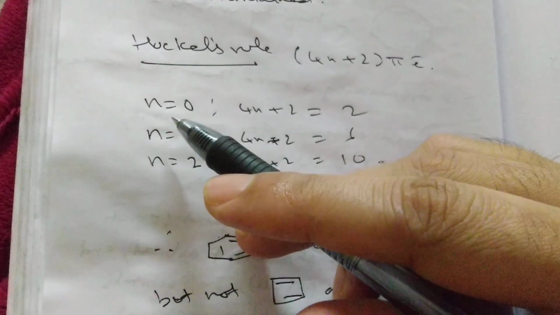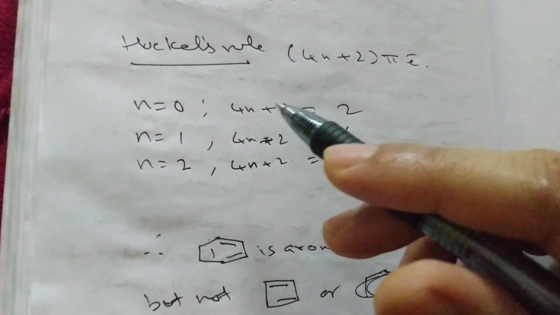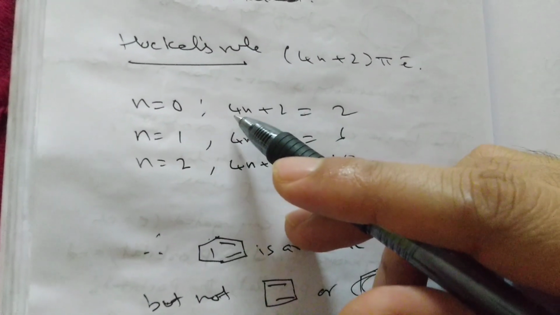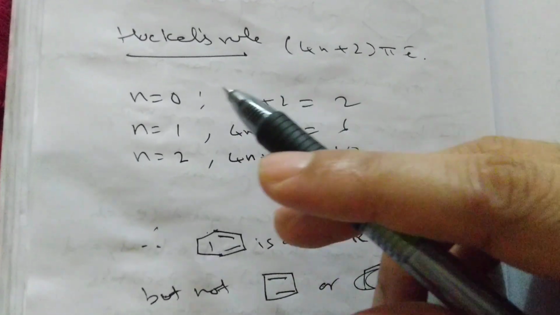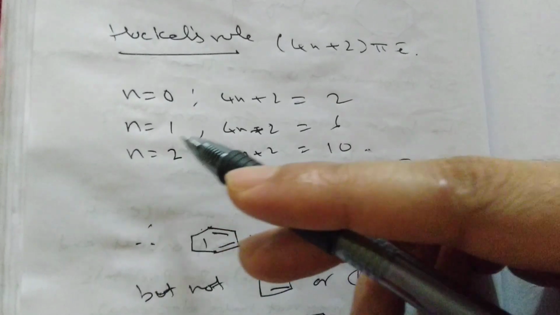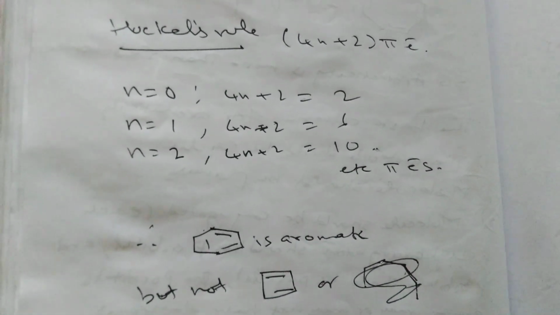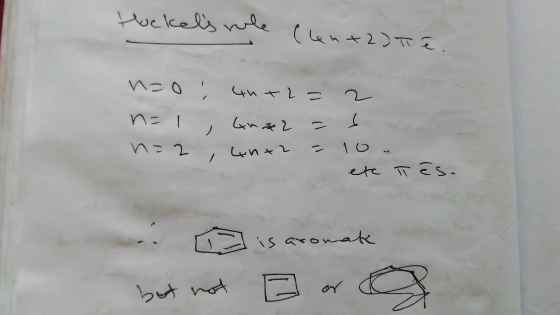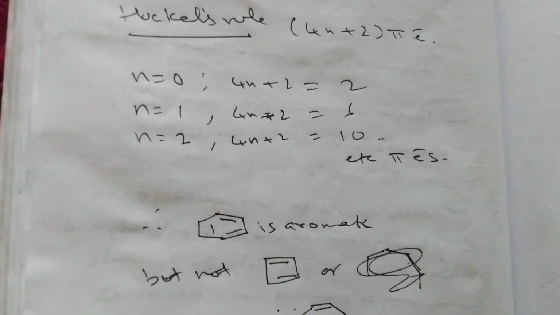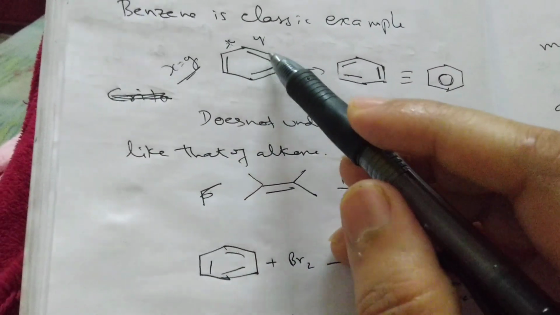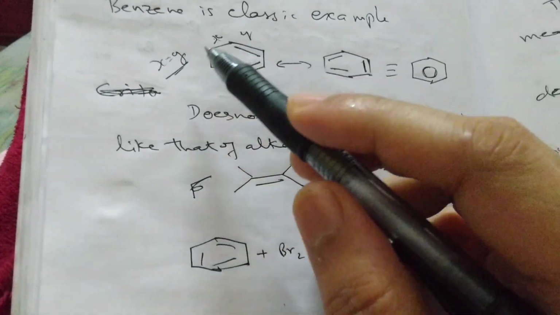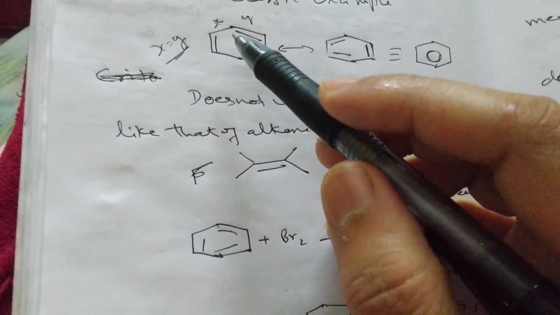So if n is equal to 0, 4n plus 2 becomes 4 into 0 is 0, plus 2 is 2. When n is equal to 1, it becomes 6. When n is equal to 2, it becomes 10 electrons. So the number of pi electrons should be either 2, 6 or 10. Now if you see this benzene, how many pi electrons are there? 1, 2, 3, 4, 5, 6. So it is following the 4n plus 2 rule where n is equal to 1.